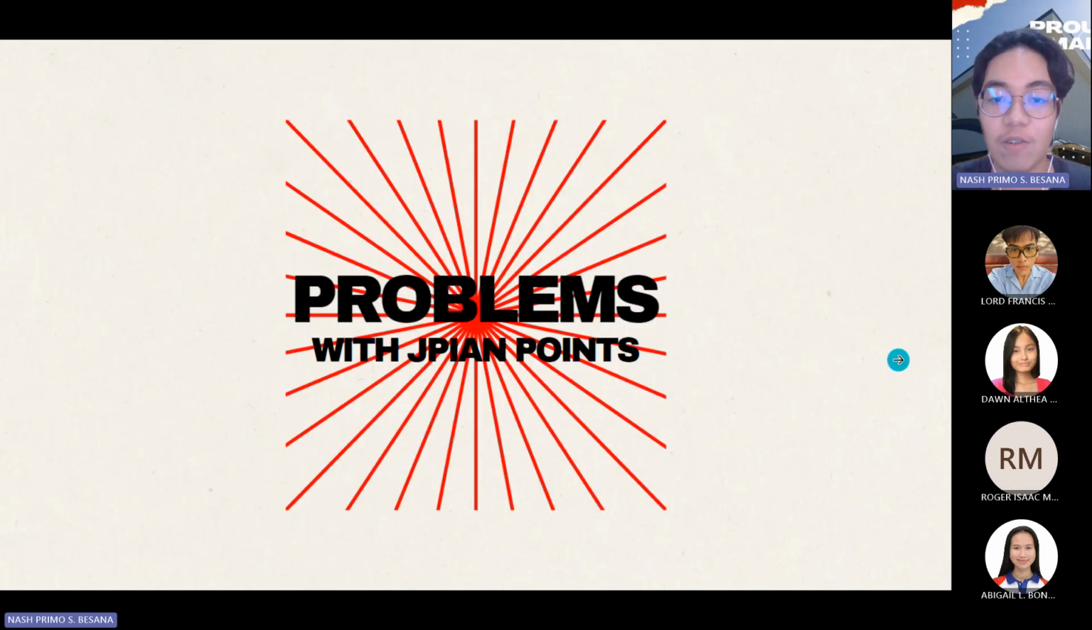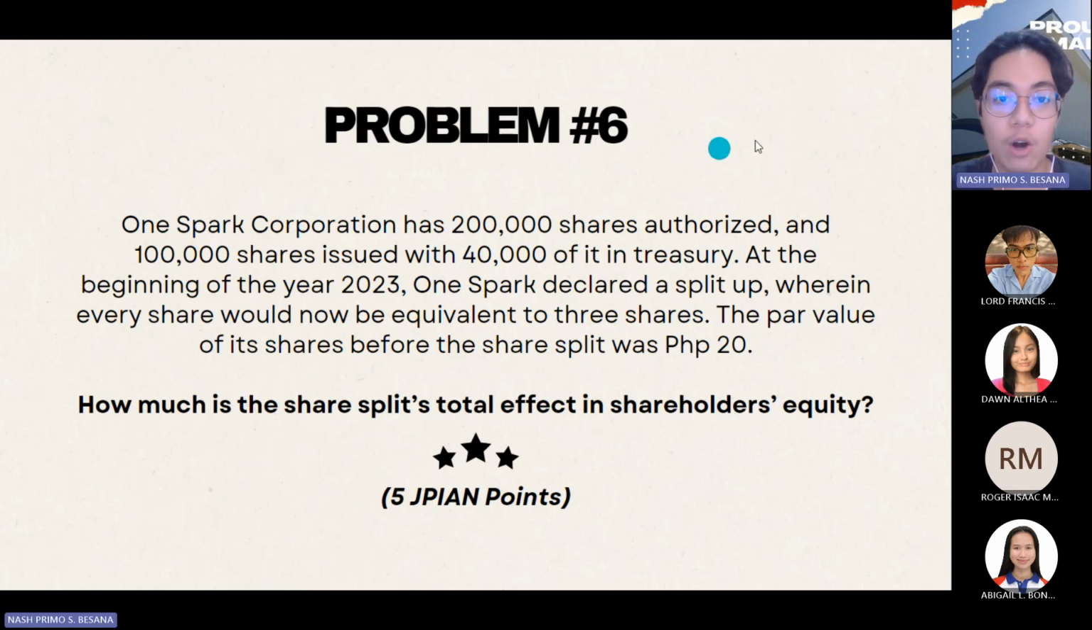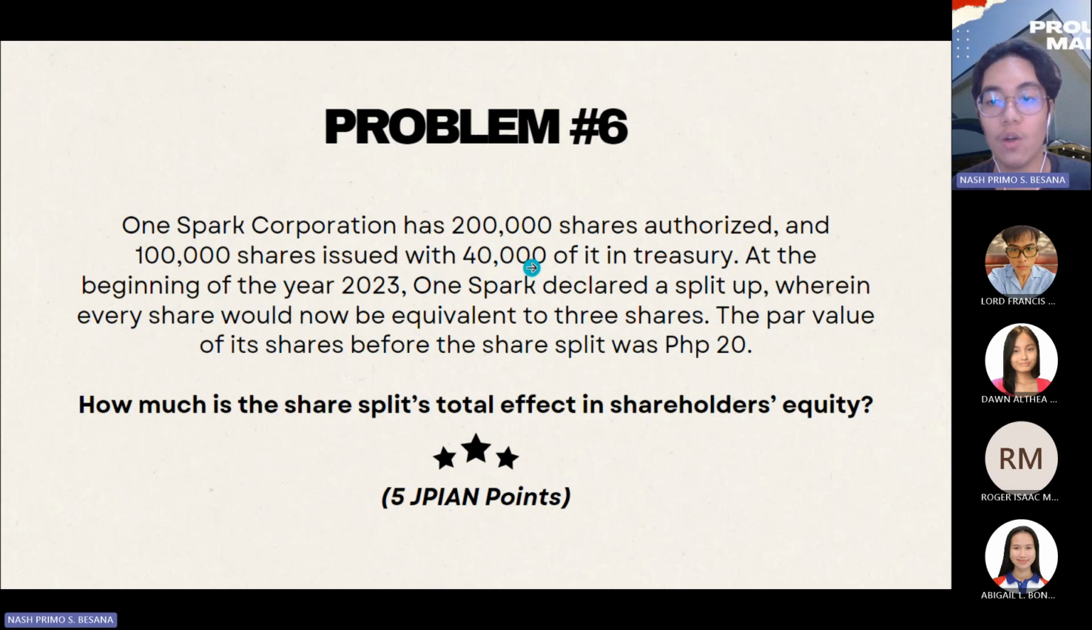And then another set of problems regarding share split. One Spark Corporation has 200,000 shares authorized and 100,000 shares issued, with 40,000 of it in treasury. At the beginning of the year 2023, One Spark declared a split up wherein every share would now be equivalent to 3 shares. The par value of its shares before the share split was 20 pesos. How much is the share split's total effect in shareholders' equity?